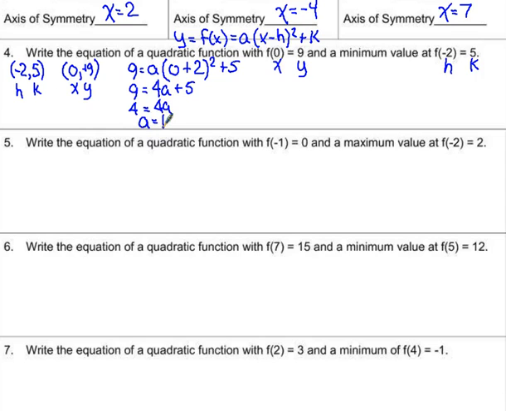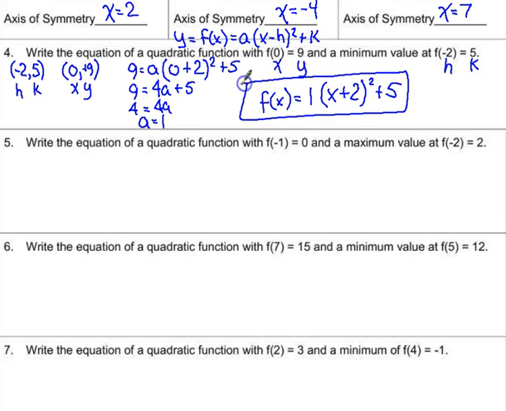Now all we have to do is plug our information into the formula. We have f of x is equal to a, which is 1, times x minus h. We'll subtract a negative 2, made it positive. We have to square that term. Then we add k to it. This is your final answer.